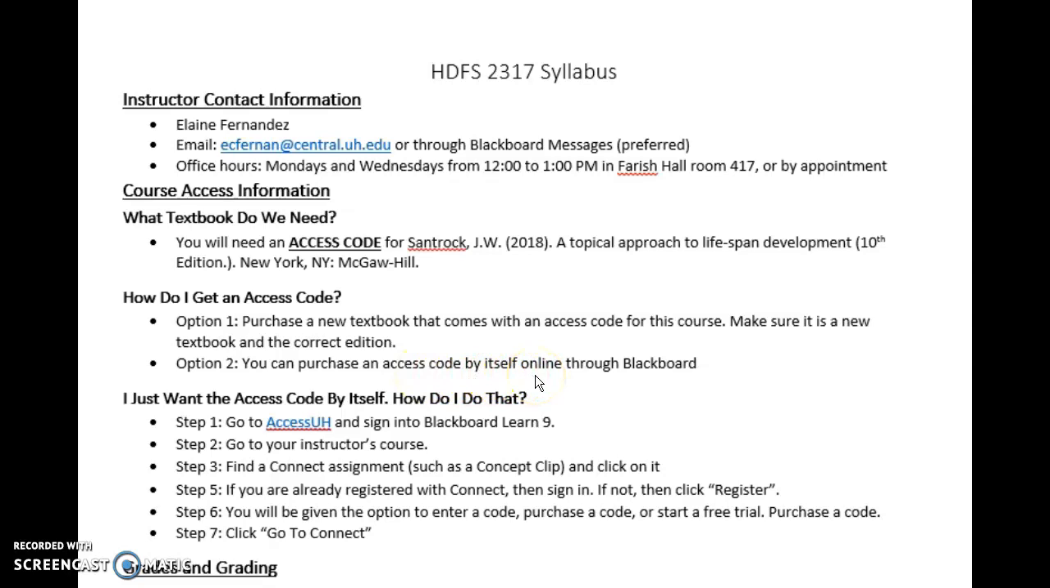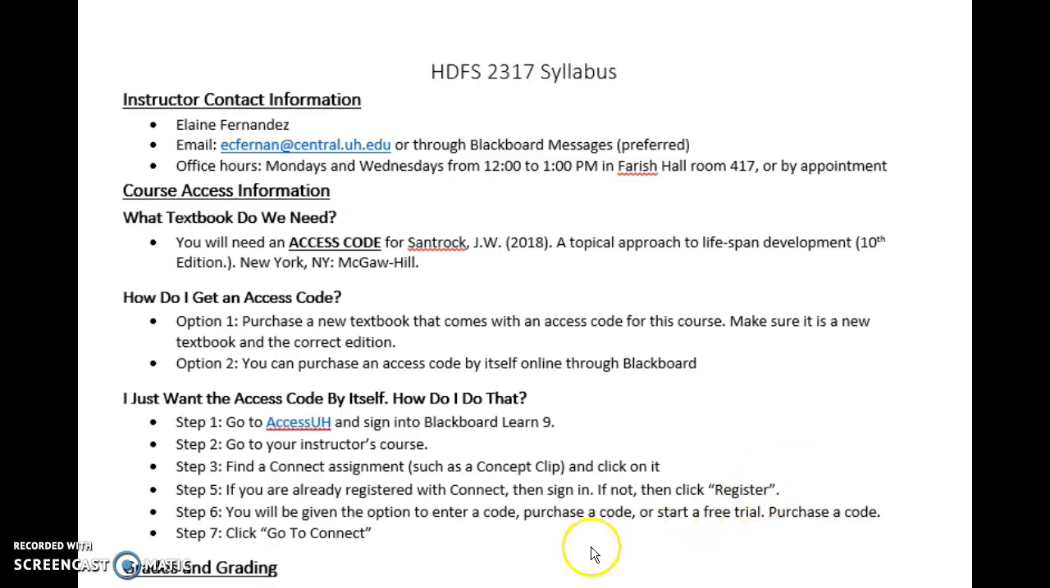The way that you do that is when you sign into Blackboard, you can go to the course, and then you'll find one of the Connect assignments. Connect is just the tool that we're using, and it might be a concept clip, or more specifically, it'll be the chapter activities. If you click on a chapter activity, it's going to say you need to register with Connect. If you've already registered with Connect, you can log in. If not, then you register.